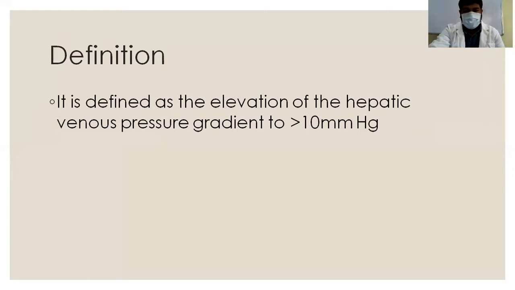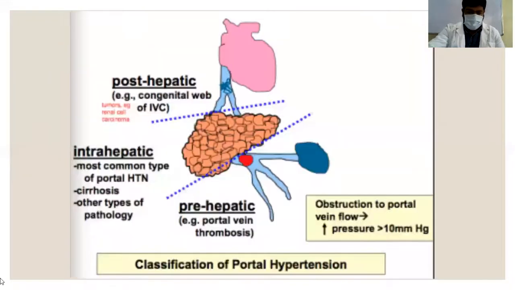So that's what we have talked about. Portal hypertension is defined as the elevation of the hepatic venous pressure gradient greater than 12 mm of mercury. These are various causes that cause portal hypertension, and they can be broadly classified into post-hepatic, intrahepatic, and prehepatic. Intrahepatic causes means inside the liver, and prehepatic means before entering the hepatic region.